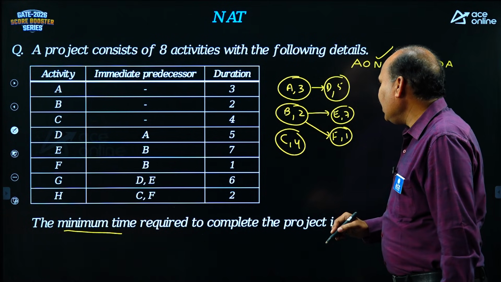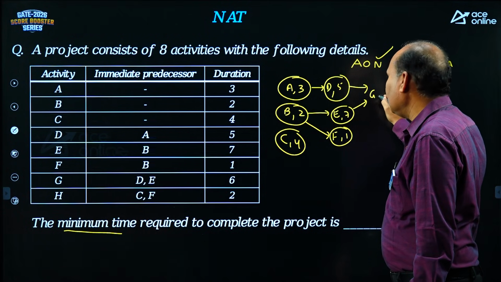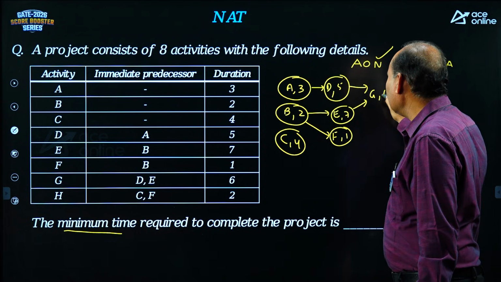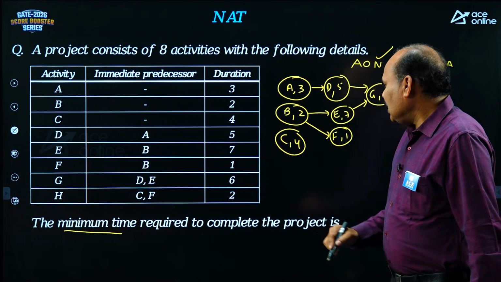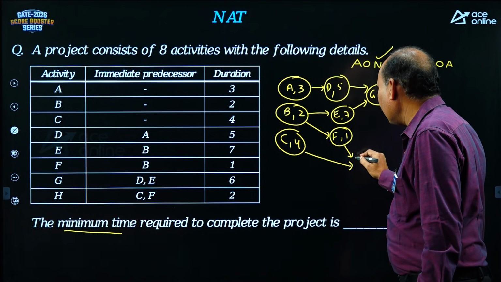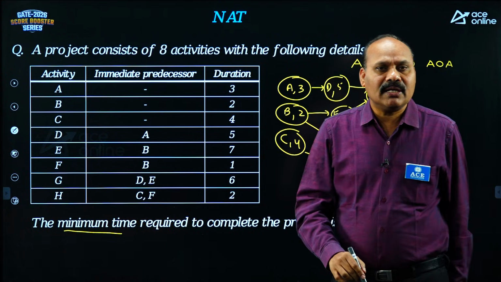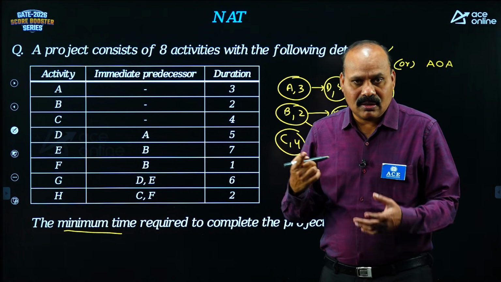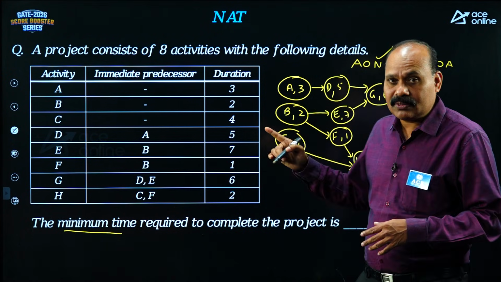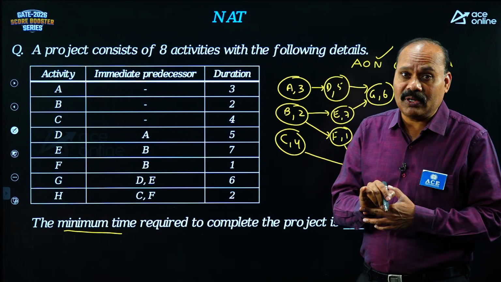G after D and E. D and E both will give activity G. What is the duration of G? 6. H after C and F. After completion of the diagram, verify whether you have drawn it properly or not, because this question is meant for 2 marks. Just make sure that you have drawn it properly.